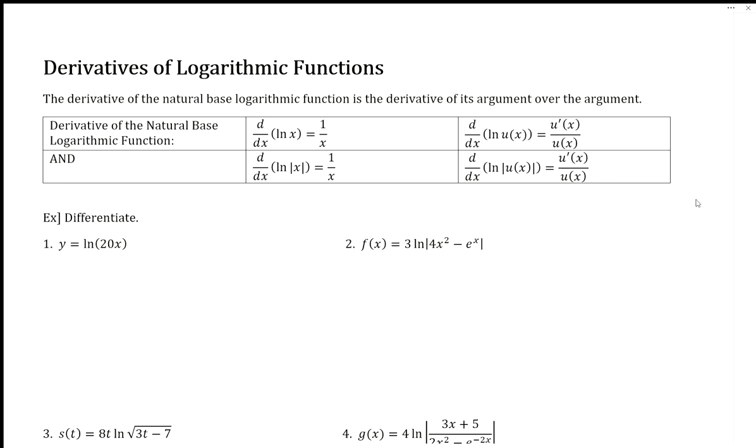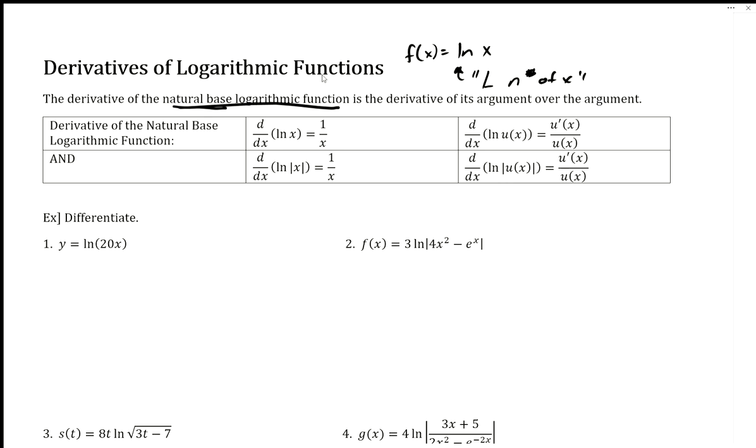So when we have a logarithmic function, we're usually dealing with the natural base logarithmic function. So that's our Ln, the natural base logarithmic function. Ln of x. And that's how we say it. So that is the natural log, but we usually just say Ln of x. Okay, well, its derivative, we'll just define it right away.